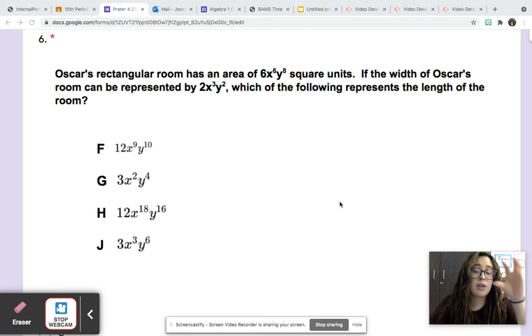You could take your answers and multiply them by the width, and think to yourself, okay, which of these, when I multiply it by the width, will become 6x raised to the 6th power times y raised to the 8th power. Maybe that's your route. Maybe that's what you would prefer to do. So it's okay to use your answer choices to get back to that area if that's what you need to do.